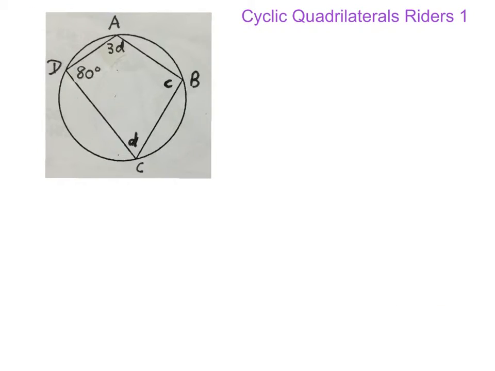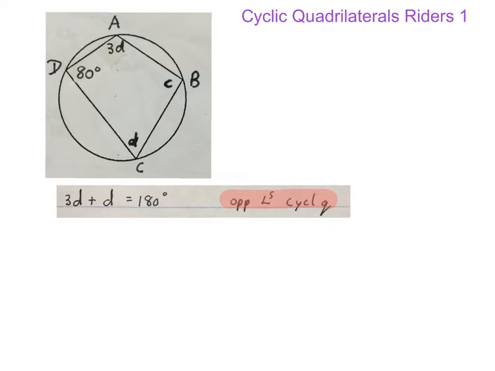Here we have our second rider. Please stop the video and think how you would go about solving it. We can see that we have a cyclic quadrilateral, so that angle and that one will add up to 180, and that one will add up to 180. So I started with those two. I said 3D plus D equals to 180. My reason, opposite angles of a cyclic quad.